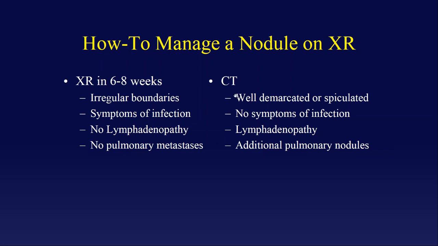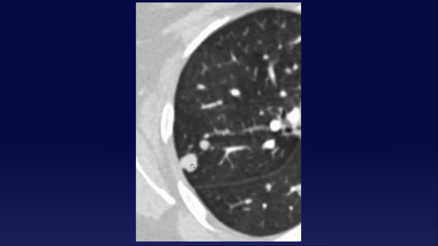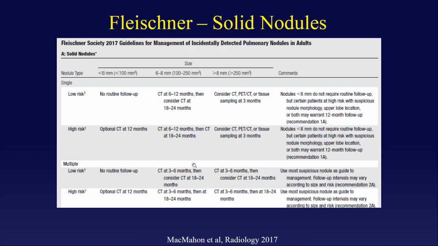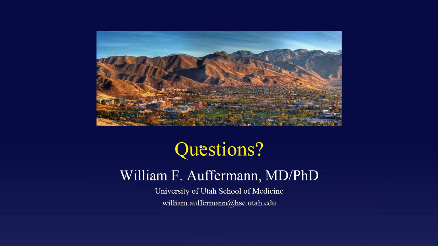But if it's well demarcated, spiculated, no symptoms of infection, like chronic cough, weight loss, lymphadenopathy, additional nodules, get a CT. Every once in a while, you see a nodule on CT. And for those, we have fairly well-defined Fleischner guidelines, which make things a lot easier. And the radiologist will hopefully just tell you what those are.